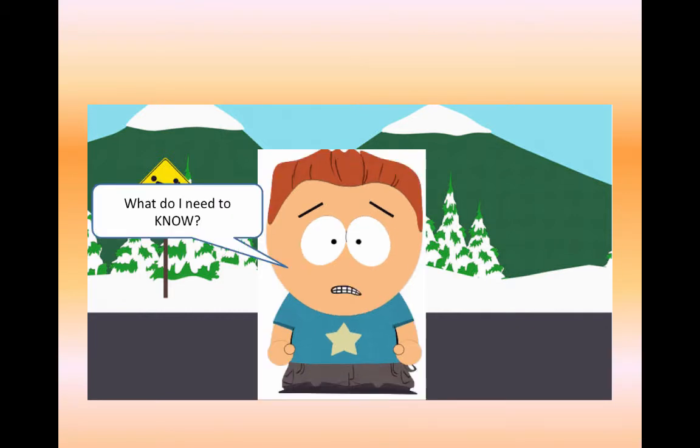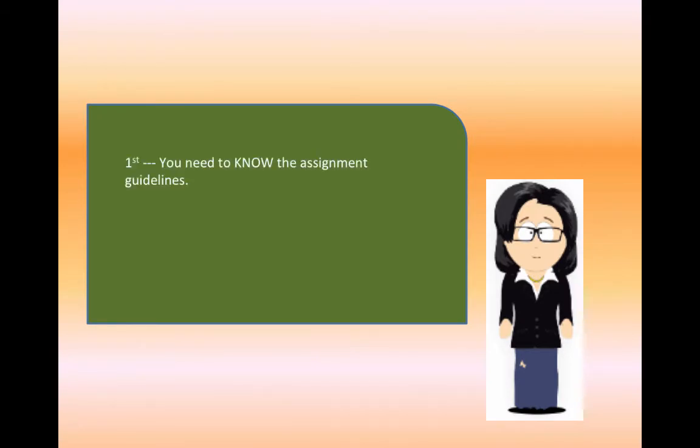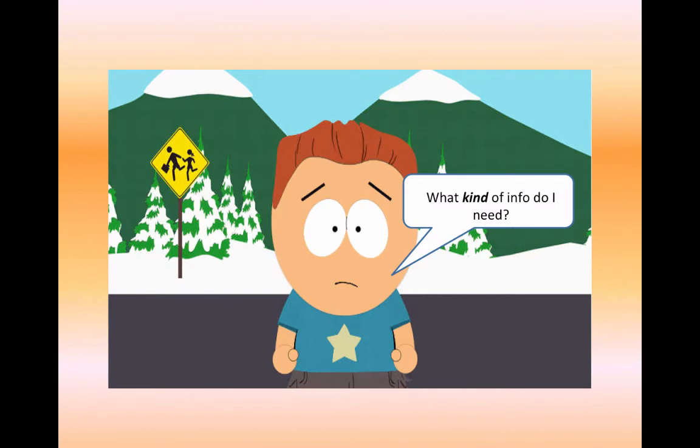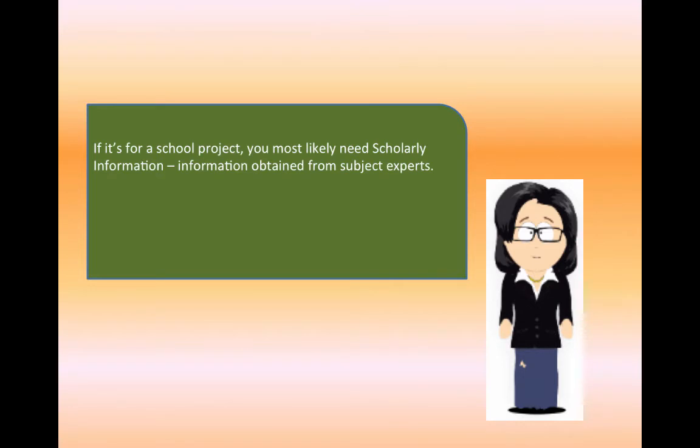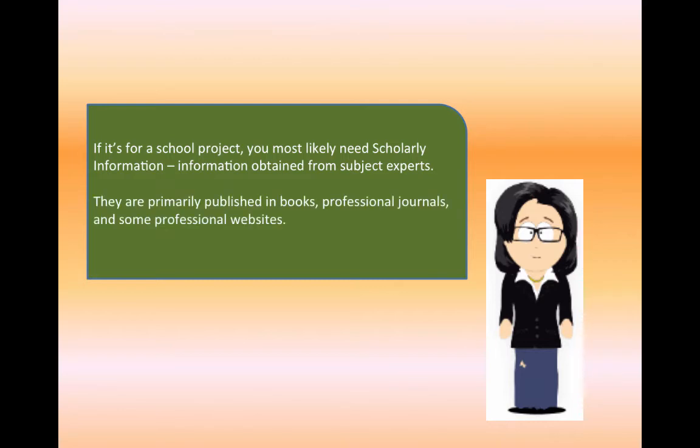What do I need to know? Well, first, you need to know your assignment guidelines. Secondly, you need to have a specific topic. Know what it is you are researching. What kind of info do I need? Well, if it's for a school project, you most likely need scholarly information. That's information obtained from subject experts. They are primarily published in books, professional journals, and some professional websites.